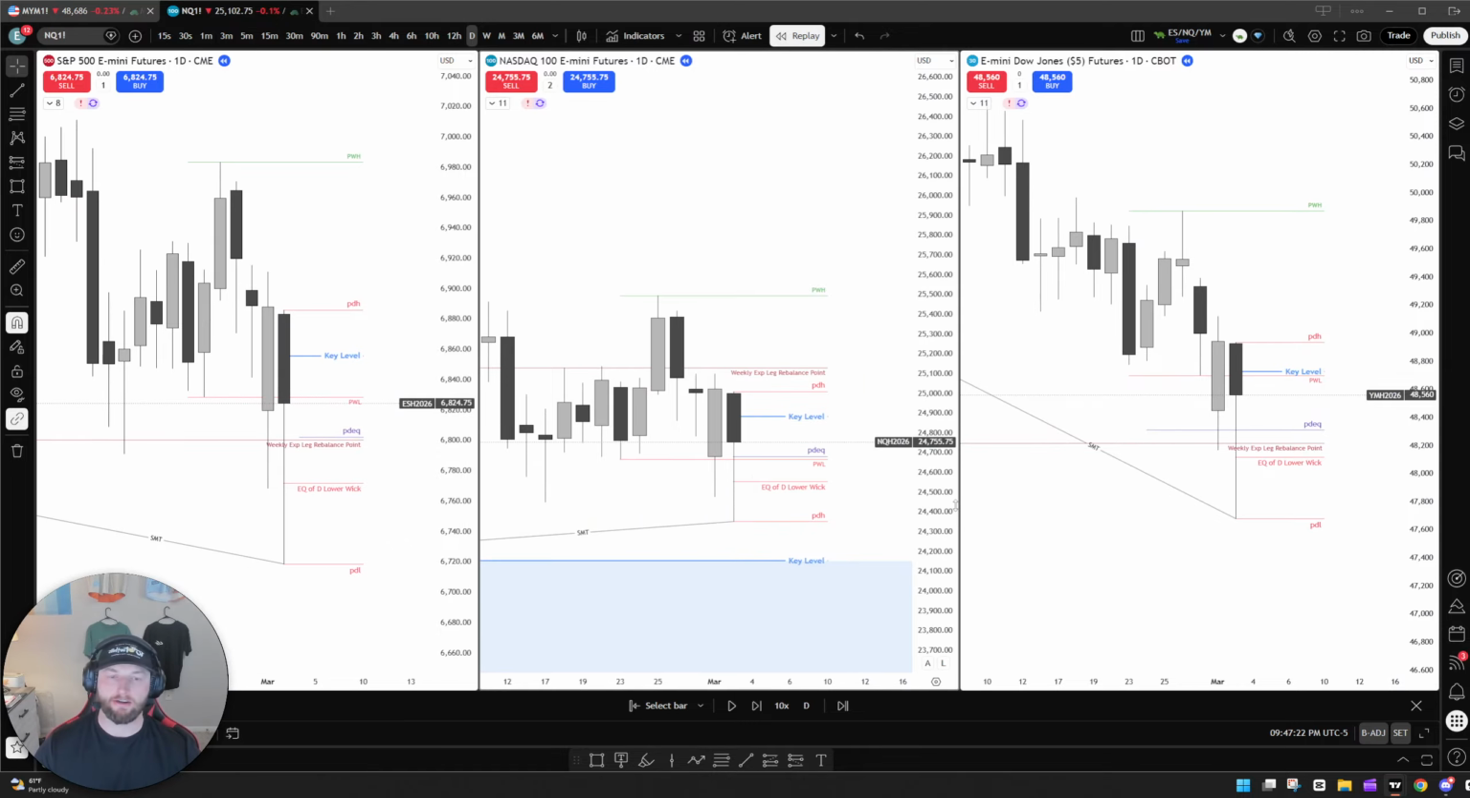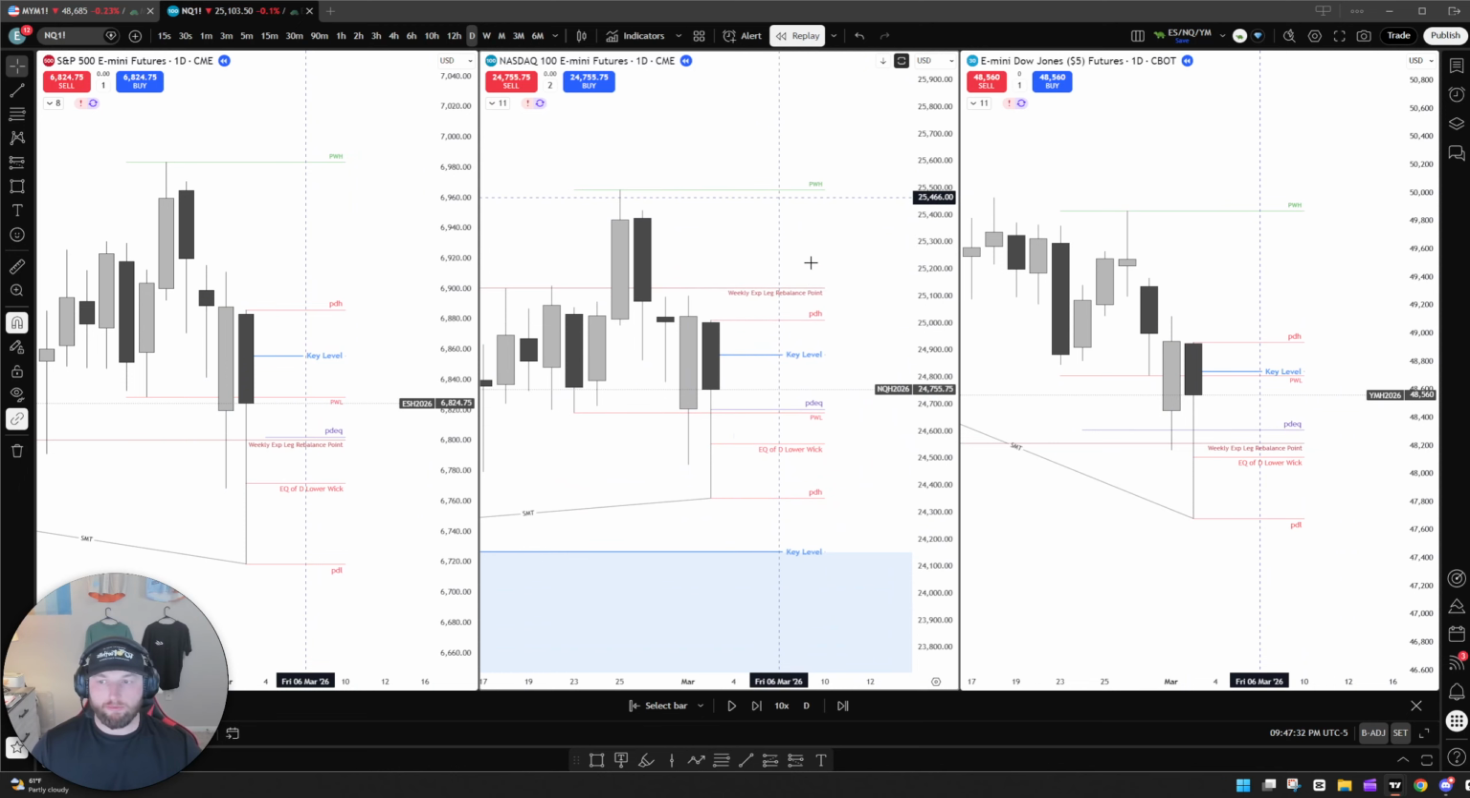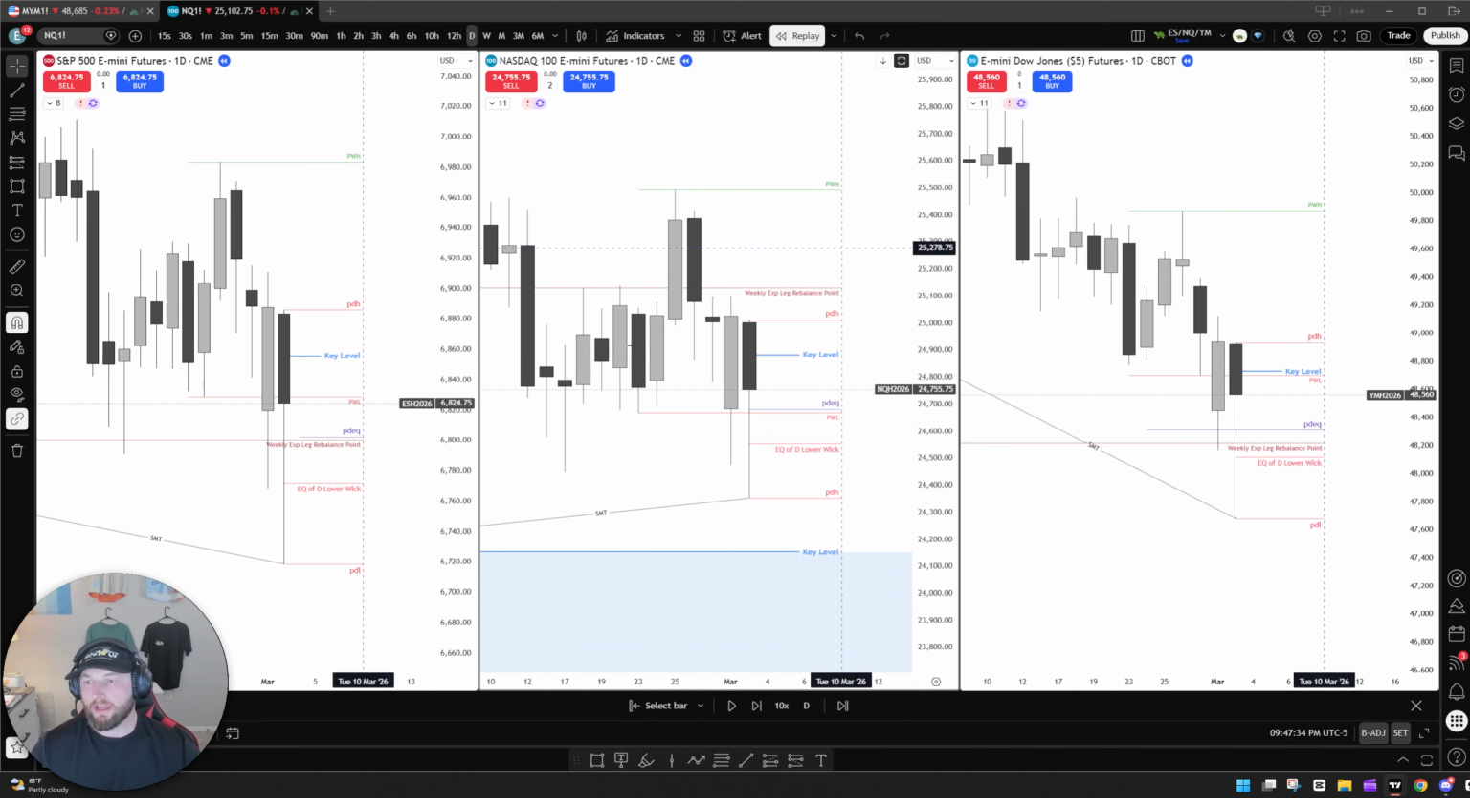I've been super tired, not feeling super great in the morning, so I did not get onto the charts this morning. However, let's go over what happened and what I was looking for because it did play out. So anyways, daily, right? We had marked out previous day high, previous day low, and then EQ of the lower wick, right? As well as previous day EQ.